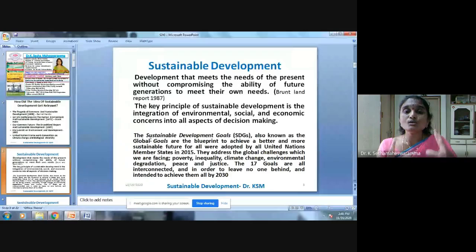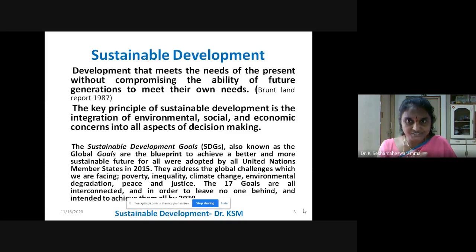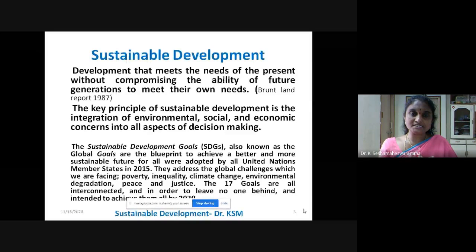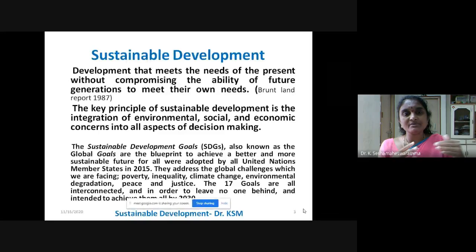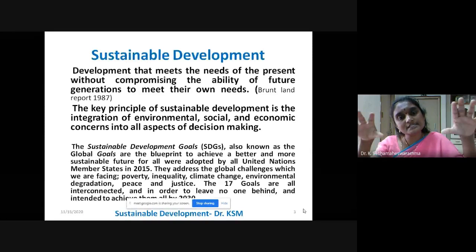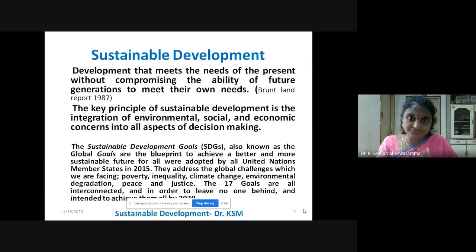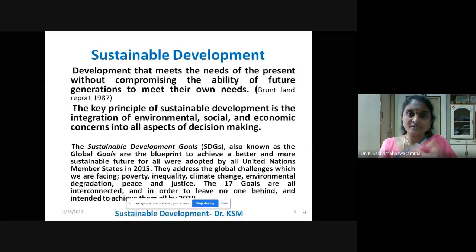Then in 2015, everything is being rectified one by one for sustainable development, and 17 sustainable development goals are framed for our future. These sustainable development goals, also known as the global goals, are the blueprint to achieve a better and more sustainable future for all the nations, which were adopted by all United Nations member states. Here, United Nations member states, in the sense that at that conference, all the communities, all the cities, all the countries agreed in 2015 and framed 17 sustainable development goals.